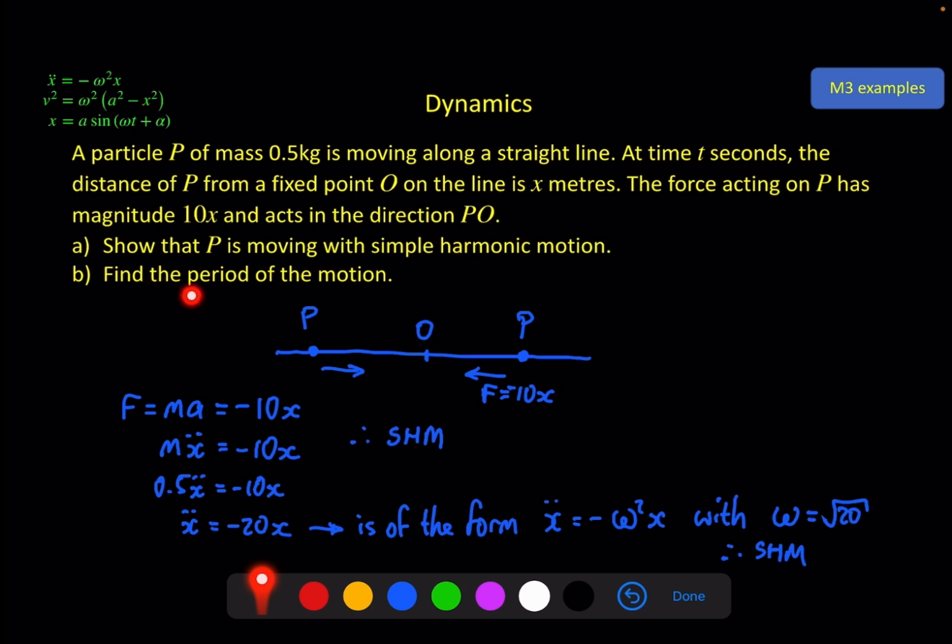Part B, find the period of the motion. Well, now we've done this, we know omega is the square root of 20. This is quite easy. We just need to use period is equal to 2 pi over omega, where omega is the square root of 20.